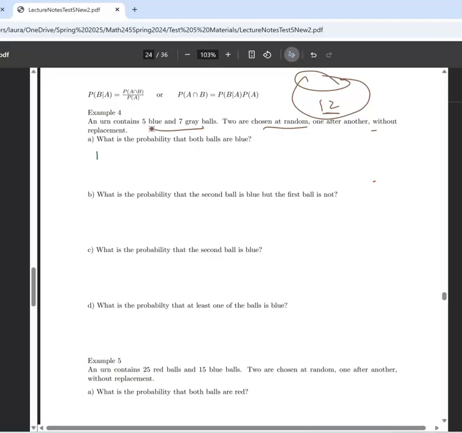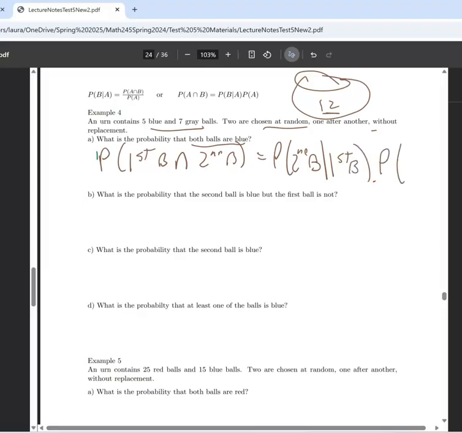All right, so let's look at what I'm looking for. Both balls are blue. So I'm looking for the probability that the first is blue and the second is blue. So how does that happen? Well, that's the probability that the second is blue, given that the first is blue, times the probability that I picked out the first is blue.